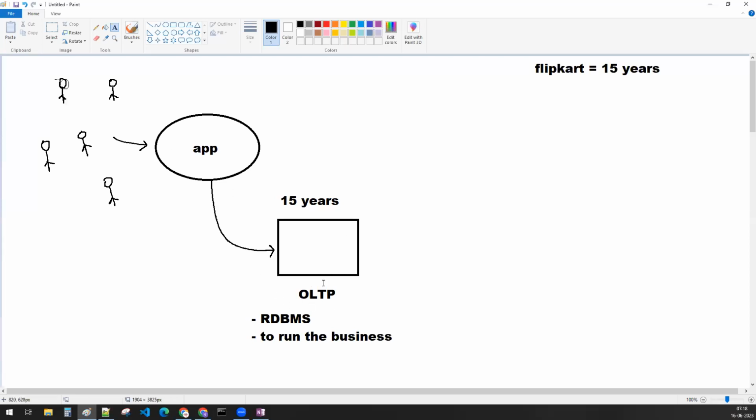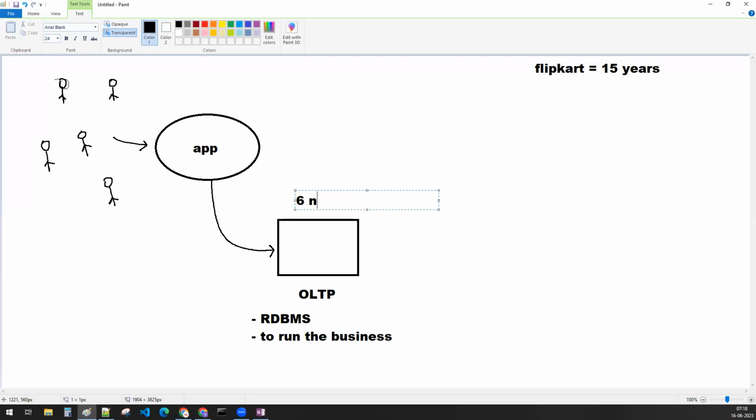The main intention of the OLTP is to run the business and support the application. If it doesn't support the application, whatever data is generated in the application may not be stored here. So if I put 15 years of data in the OLTP, it is not able to support the application, so I should not do that. What I can do is, instead of storing the last 15 years of data, keep only the last 6 months of data here.